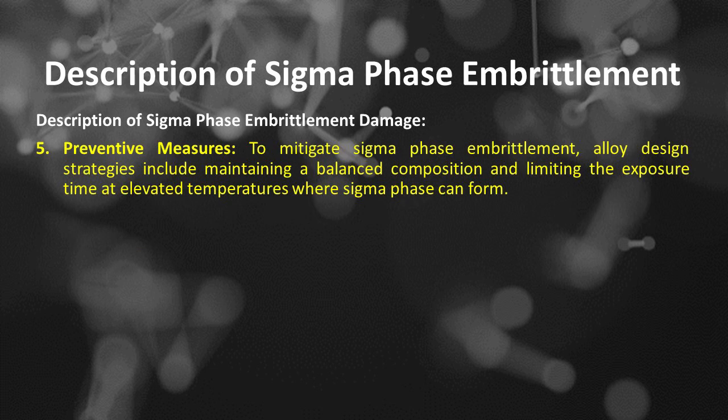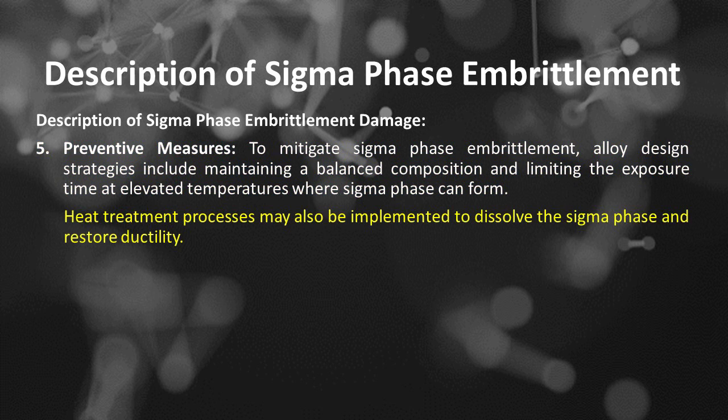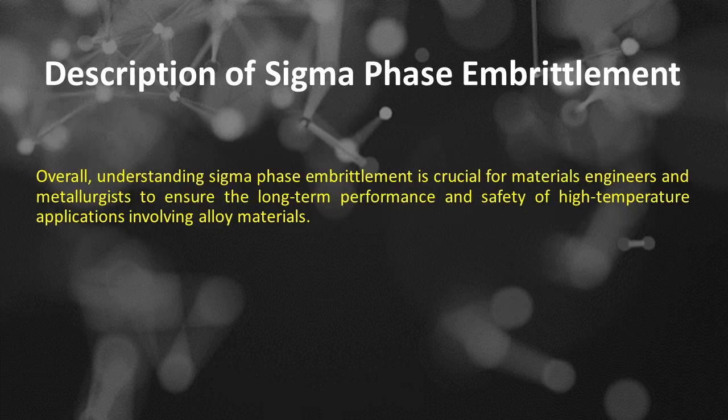Number 5 is preventive measures. To mitigate sigma phase embrittlement, alloy design strategies include maintaining a balanced composition and limiting the exposure time at elevated temperatures where sigma phase can form. Heat treatment processes may also be implemented to dissolve the sigma phase and restore ductility. Overall, understanding sigma phase embrittlement is crucial for materials engineers and metallurgists to ensure the long-term performance and safety of high-temperature applications involving alloy materials.